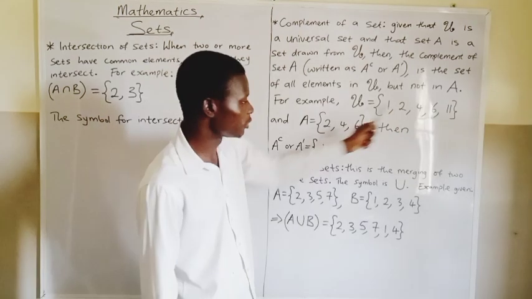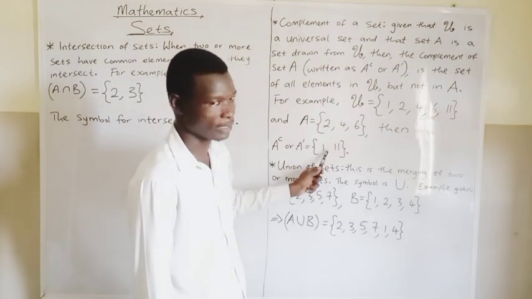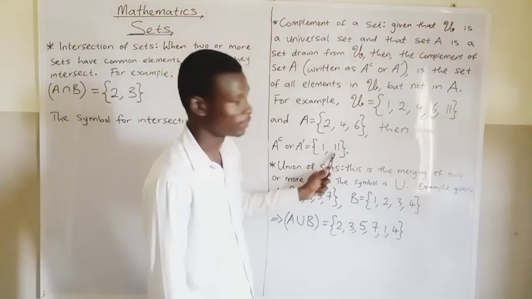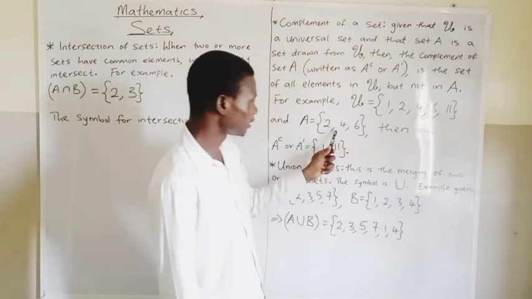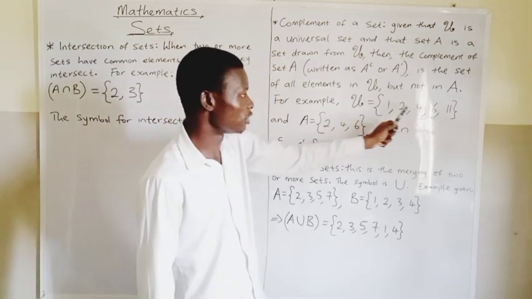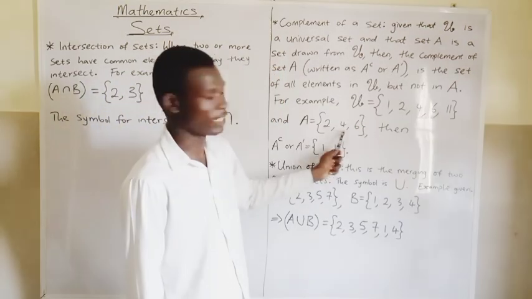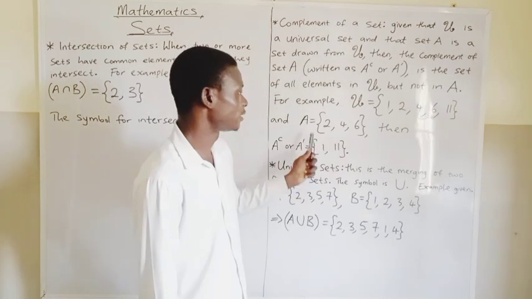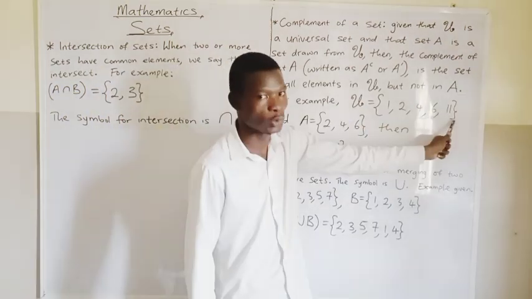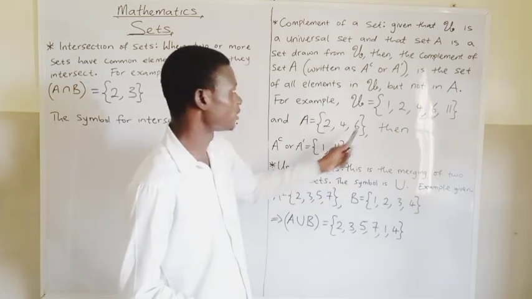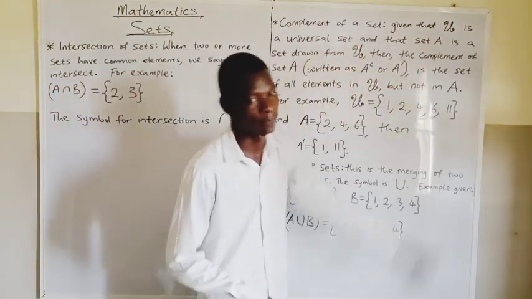There is 2 in U, there is 2 in A, it doesn't make the list. There is 4 in U, there is 4 in A, it doesn't make this list. There is 6 in U, there is 6 in A, it doesn't make this list. There is 11 in U, but 11 is not found in A, so it makes the list. So A complement or A prime is the set of elements in set U, the universal set, but not found in set A. So that helps you to explain the long English that you have there.